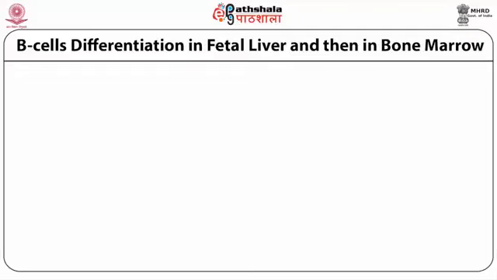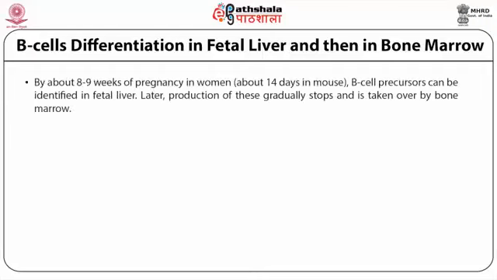On the right hand side is the section of the human fetal liver showing islands of hemopoiesis. By about 8 to 9 weeks of pregnancy in women, B cell precursors can be identified in fetal liver. In mouse, this period is of about 14 days. Later, production of these B cell precursors gradually stops and this process is taken over by bone marrow.